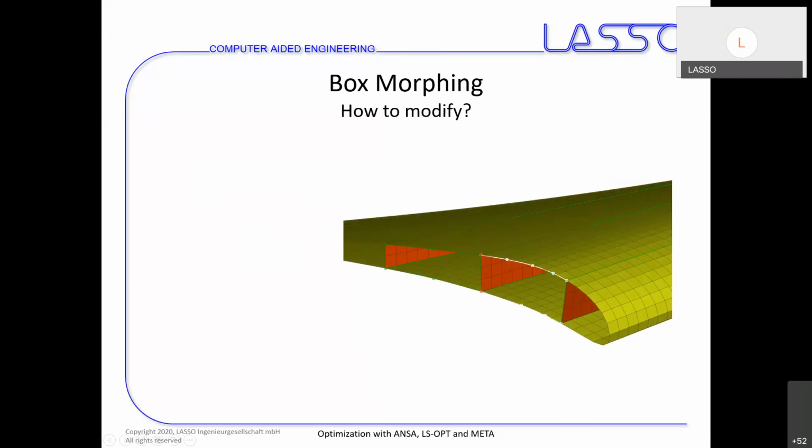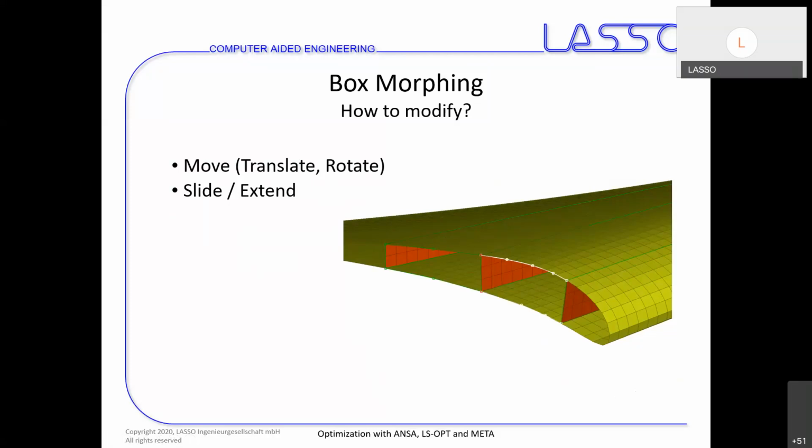So, how can we modify the boxes when they are created? Actually, the boxes are modified by moving their control points. These control points act like nodes of an FE model. So these are the nodes of our morph box model. We can move them in any direction according to any coordinate system. We can rotate them, these normal transformation possibilities that affect other types of entities in ANSA as well.